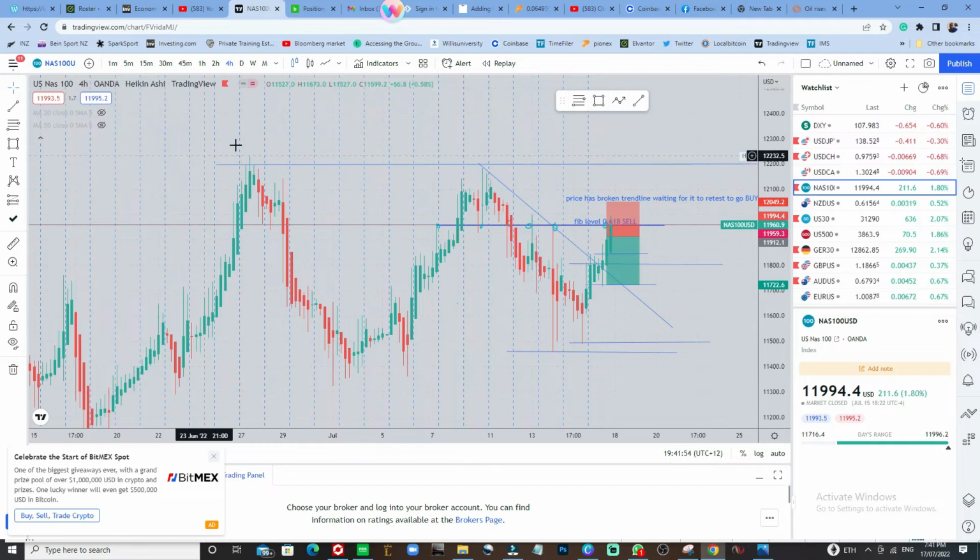Go to this level. Now take note of this level. It went up here, came down, came up again to the same level. So there's something very important about this particular level. Let's call it 12,200 USD. So this particular price level is very, very important. Take note of it. It came down again.